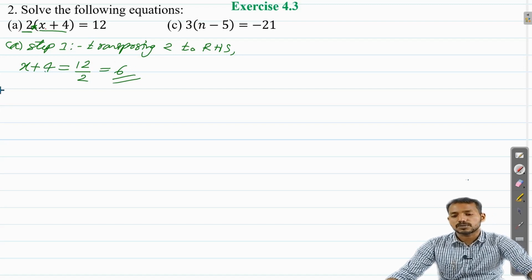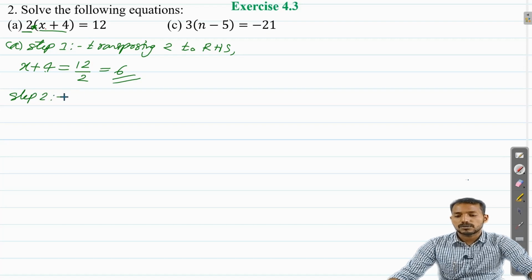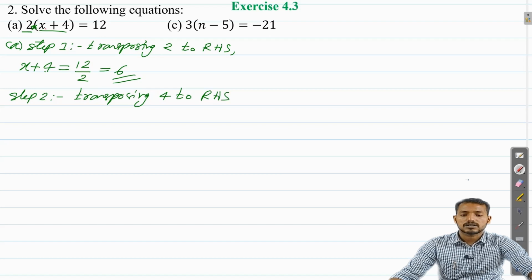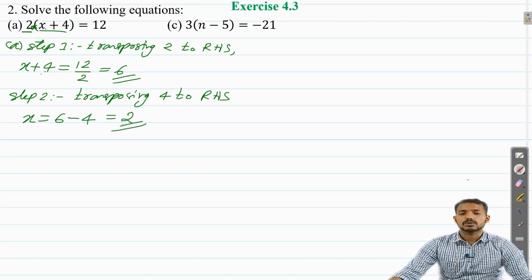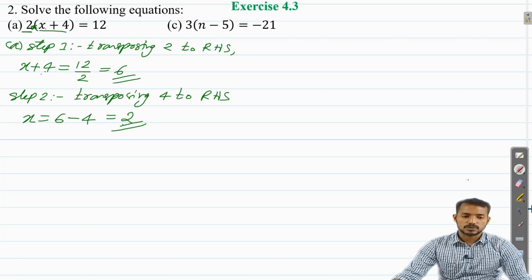Now this 4 should be separated. So in step 2, what we need to do? Transposing plus 4 to RHS. So x equal to 6 plus 4 will be transposed to RHS, so it will become minus 4, which is equal to 2. So x equal to 2, that is the solution of this equation.